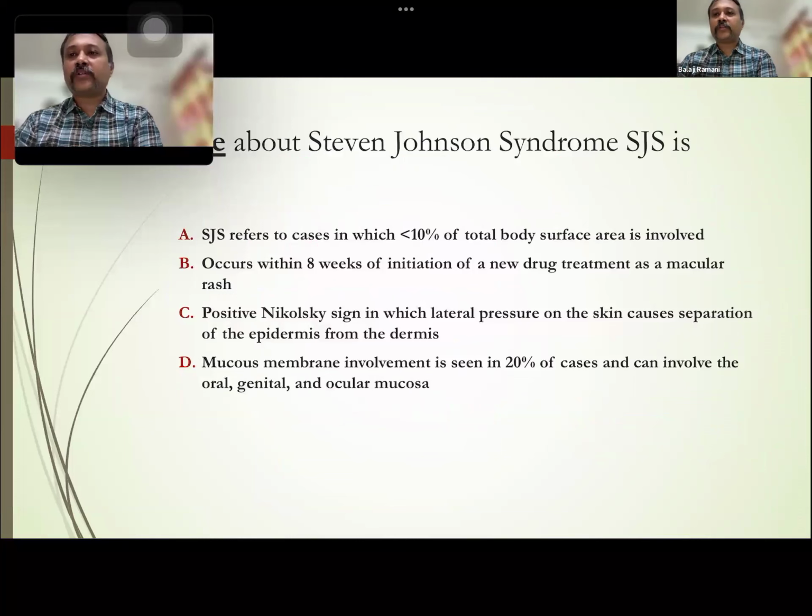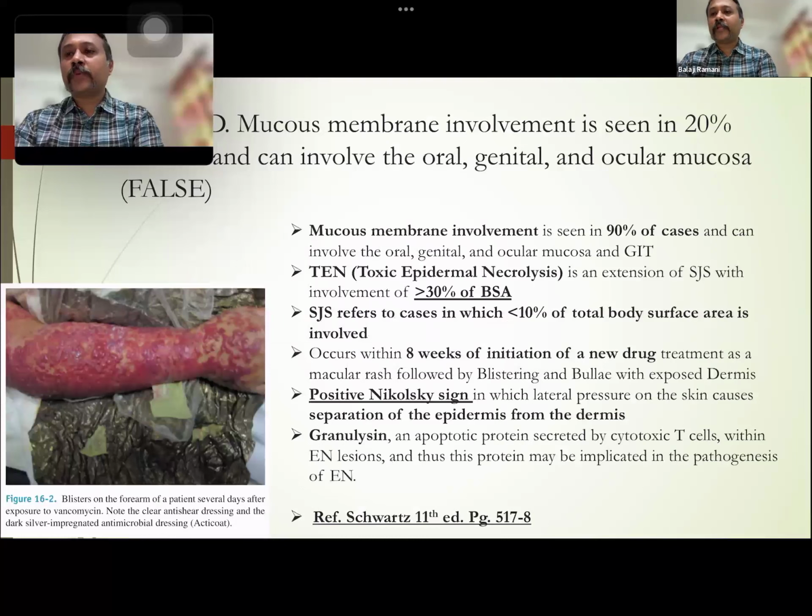Now, Stevens-Johnson syndrome, I am not going to dwell on this too much. These are some things which are given in Schwartz. So just remember, SJS is something where mucous membrane involvement is commonly seen, in 90% of cases. Now, there is a difference between Stevens-Johnson and toxic epidermal necrolysis. Both of them are basically the spectra of the same thing.